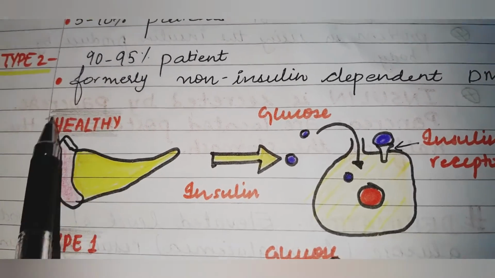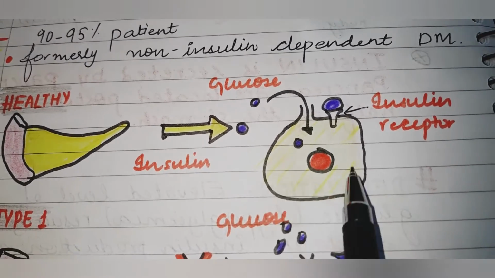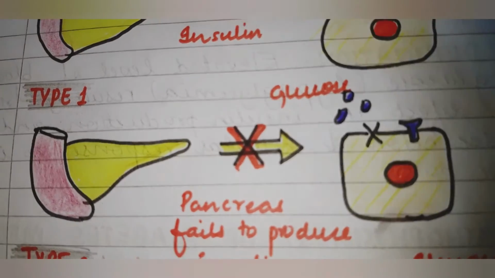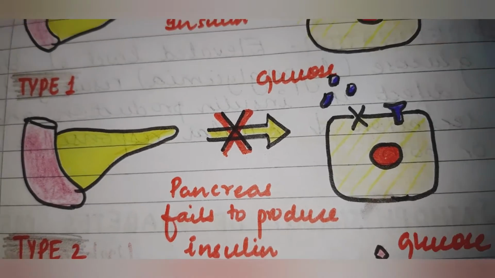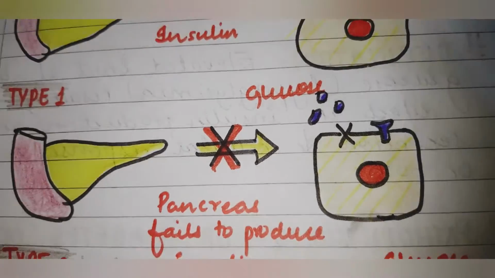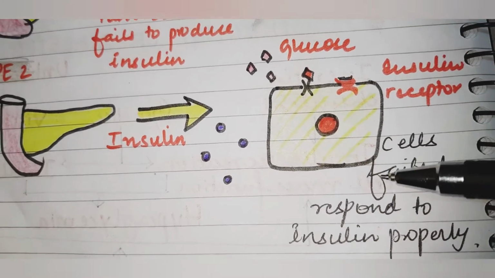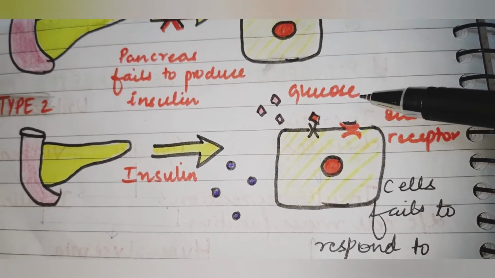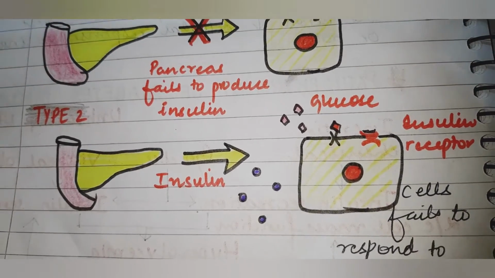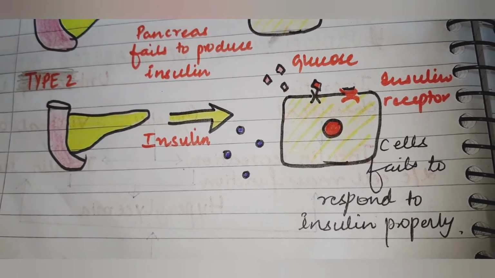So this is a case of a healthy patient in which the pancreas secretes insulin and it goes into the cell with the help of insulin receptor. But in case of type 1 diabetes mellitus, the pancreas fails to produce insulin. So if there is no production of insulin, what will go inside the cell? In type 2 diabetes mellitus, the cell fails to respond to the insulin properly. So the cell is not able to accept insulin, so it cannot move further. So these are the two types of diabetes mellitus, in which, as I said before, type 2 is the commonest, in which the cell fails to respond to the insulin properly.